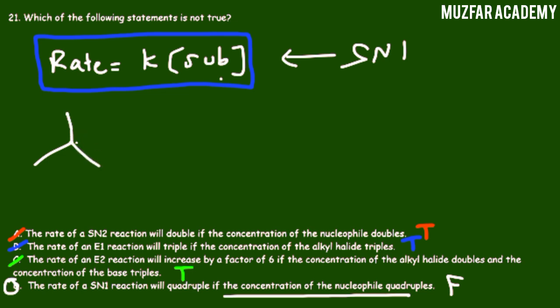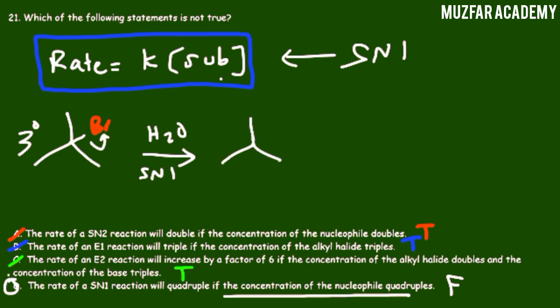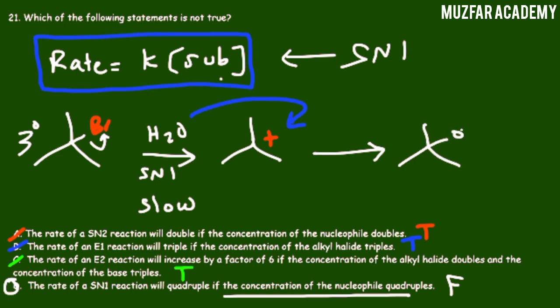Now let's talk about why. Let's say we have tert-butyl bromide and we're reacting it with water. So we have a tertiary alkyl halide and a protic solvent, which is going to favor an SN1/E1 reaction. But we'll focus on the SN1 reaction. The leaving group is going to leave. That's the first step. This step is the slow step. The second step is fast. That's when the solvent, which acts as a nucleophile, reacts with the carbocation, giving us this intermediate.